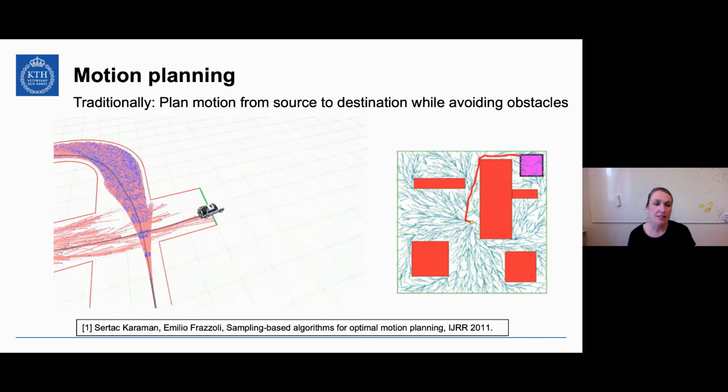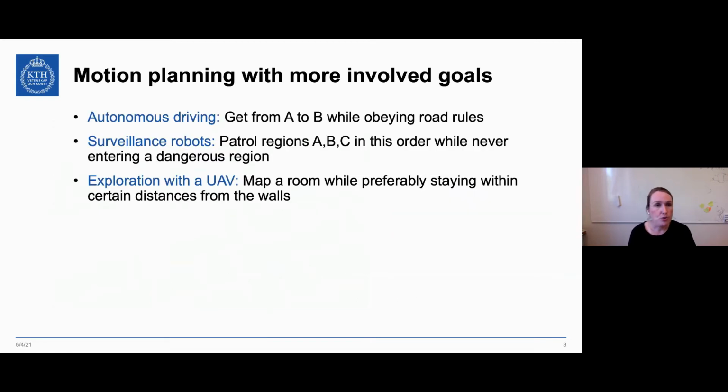And let's just say that RRT star takes a bunch of samples and gradually reconnects the tree that is being built around here, so that it becomes a shorter and shorter path from your source to destination while avoiding obstacles. However, motion planning can come with more involved goals.